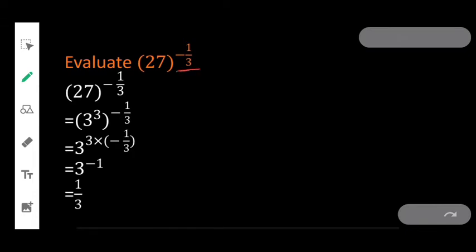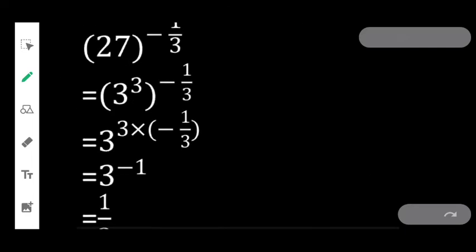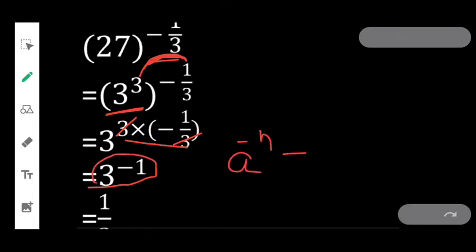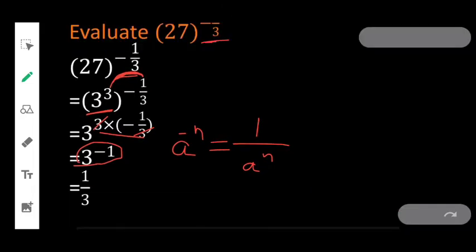Next example, evaluate 27 to the power minus 1 by 3. So we all know 27 is 3 to the power 3. So write 3 to the power 3 instead of 27, whole to the power minus 1 by 3. And 3 and minus 1 by 3 will get multiplied. So 3 into minus 1 by 3, and the 3s will be cancelled, giving 3 to the power minus 1. We all know that a to the power minus n will be 1 by a to the power n. So 3 to the power minus 1 will be 1 by 3.